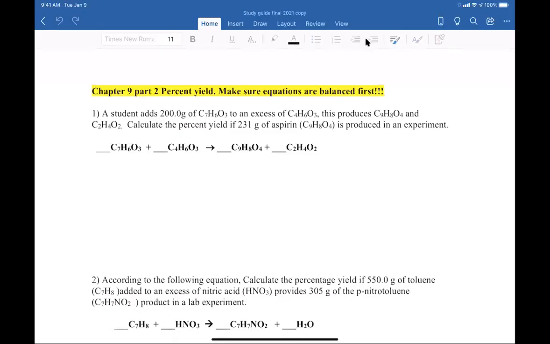Okay, wow. All right. So basically, we did everything else. Now we're going into percent yield. Percent yield is very similar to stoichiometry, except it has one last step.